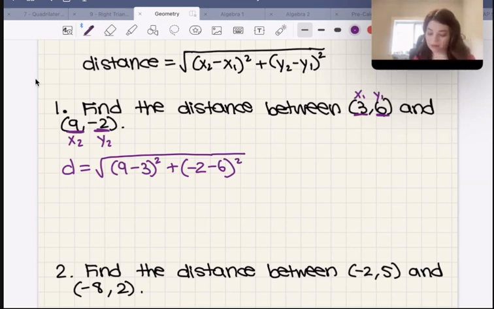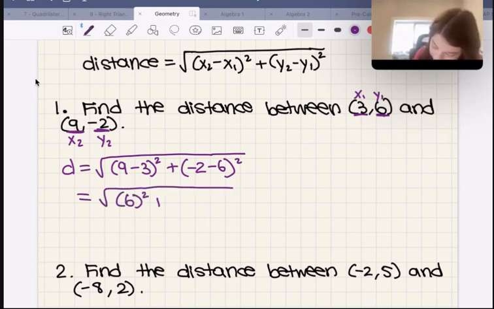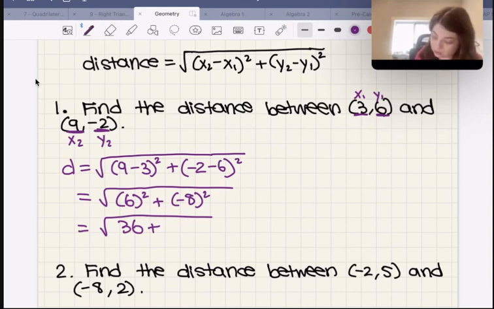Next, I'm going to figure out what's in our brackets. So what is it that we're squaring? Well, 9 minus 3 is 6. So we have 6 squared. And then we have negative 2 minus 6 squared, which is negative 8 squared. So therefore, we have 6 squared is 36. And then negative 8 squared is 64, right?